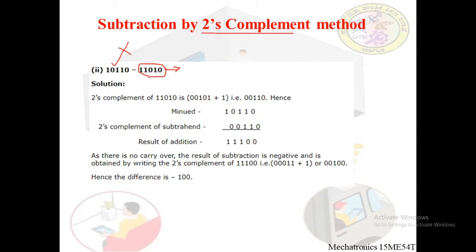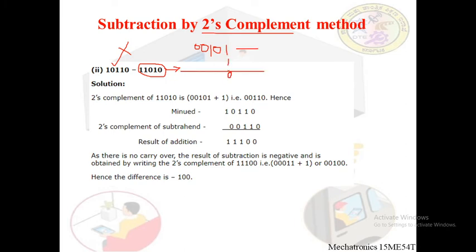This subtrahend can be converted to twos complement by first finding out the ones complement and then adding 1 to it. All ones change to 0, 1 changes to 0, again 0 changes to 1, 1 changes to 0 and 0 changes to 1. This is the 1's complement. Now add 1 to it.